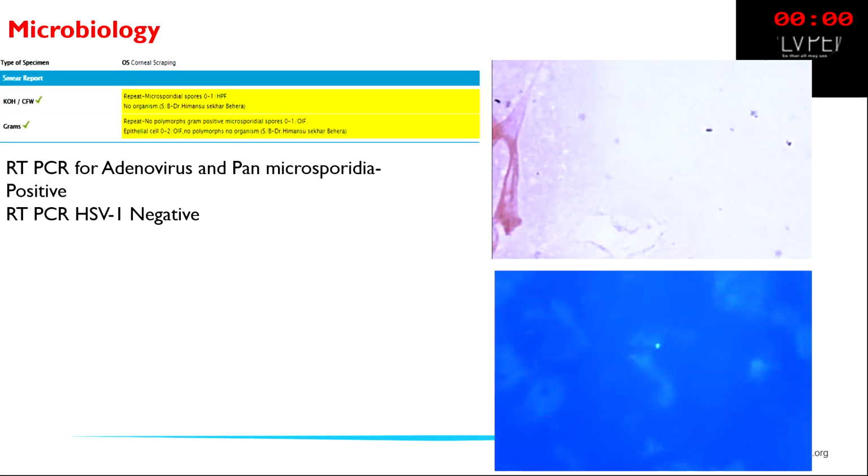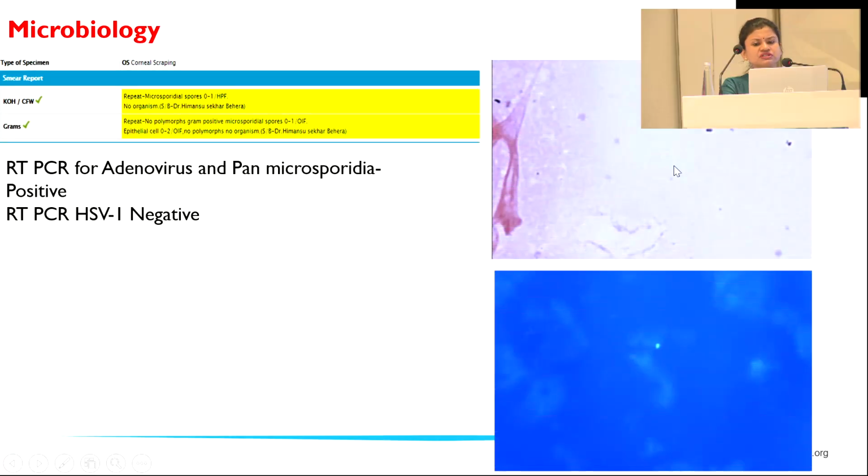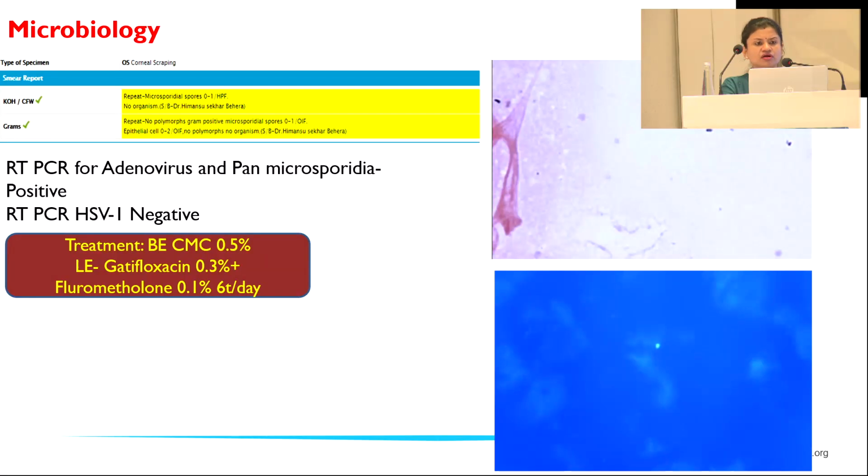Interestingly, on scraping it revealed a few microsporidial spores in the Gram stain as well as in the KOH. We did a real-time PCR for adenovirus and pan-microsporidia. PCR was positive, and negative for HSV. So we treated it with a broad-spectrum antibiotic because of the epithelial defect we made, and topical steroid.